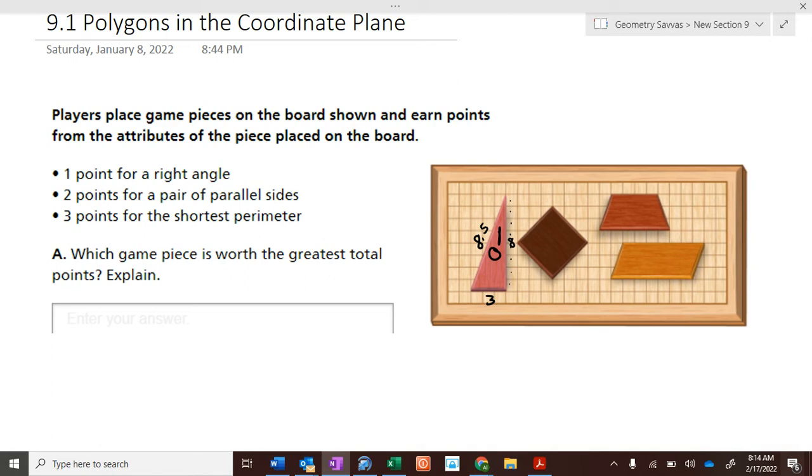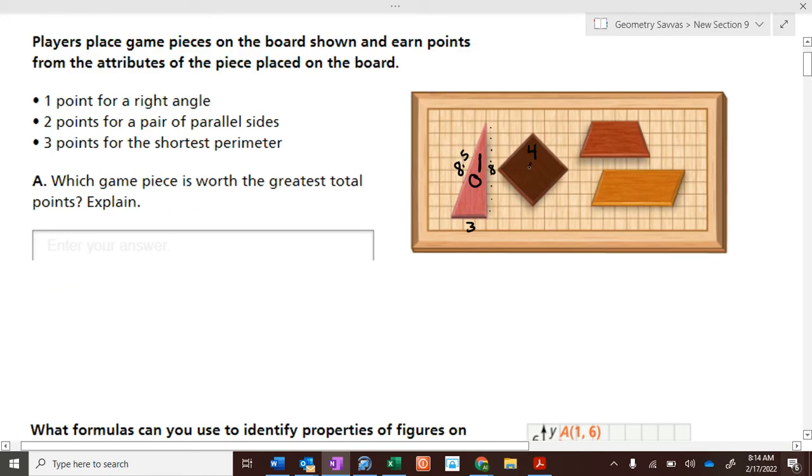What does this look like? A square. How many right angles do you see? So it gets 4 points for its right angles. How many parallel sides do you see? 2 sets. 1 set, 2 sets. So what's 2 plus 2? 4. So it gets 4 points for the 2 pairs of parallel sides.